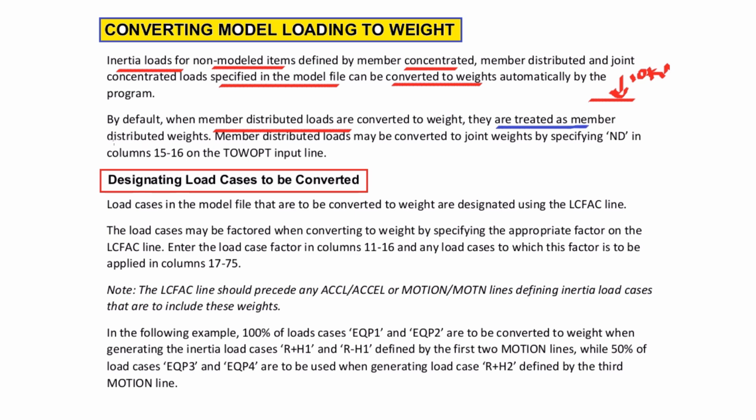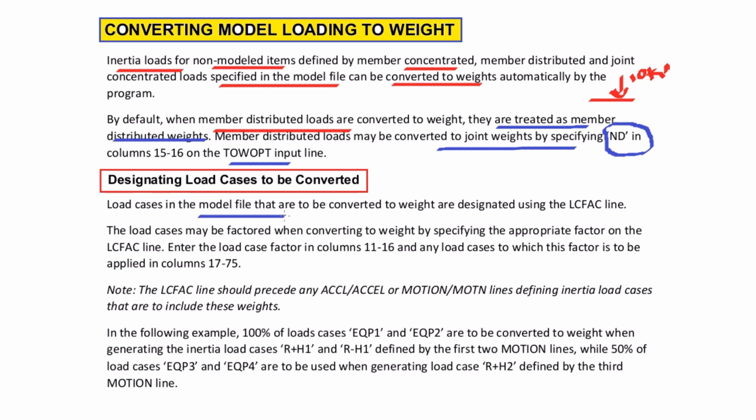Member distributed loads may be converted into joint weights by specifying ND. So if we specify the ND option in the tau input file, it will automatically convert the member distributed loads into joint load. But usually, if we are applying a distributed load on a member, in the inertial load also we prefer to have the distribution over the member. Next, designating load cases to be converted.